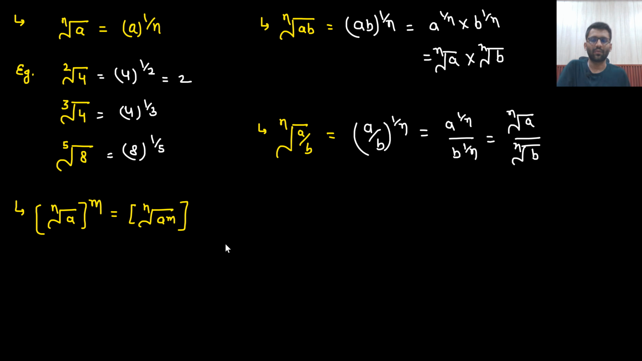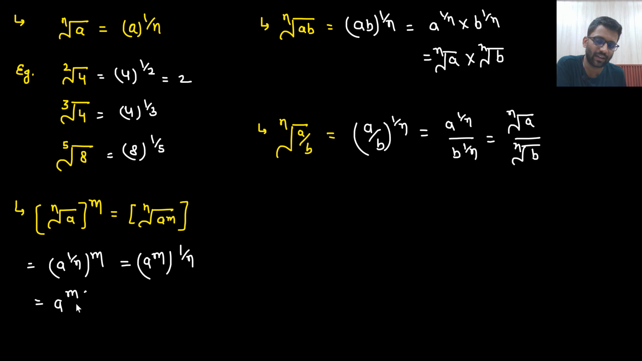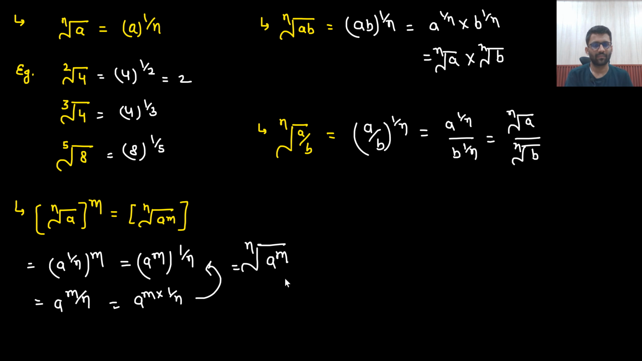Well and good. What about this one? What can I write? a^(1/n) into m, or I can write (a^m)^(1/n). Say yes or no? Because both are in multiplication. Basically I am writing a^(m/n). So m I am taking this side, a^(m into 1/n). So from here I can go to this place, and then what can I write? The nth root of a^m, right?